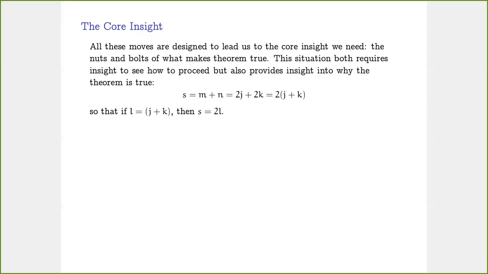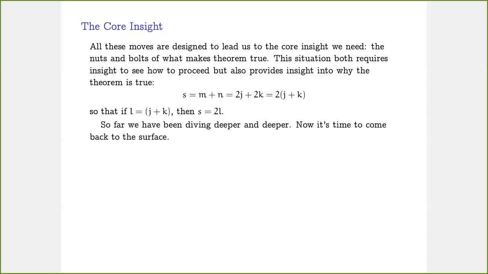So if we choose L equals J plus K, then we find that S equals 2 times L. So we've found an L that demonstrates that S is even. So far, we've been diving deeper and deeper into the nuts and bolts of the proof, and now it's time to try to come back to the surface.